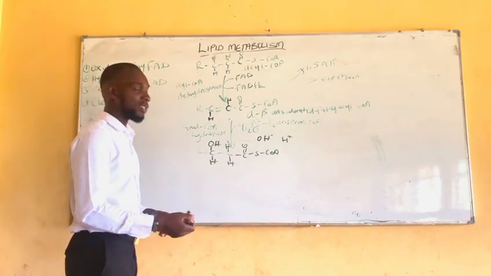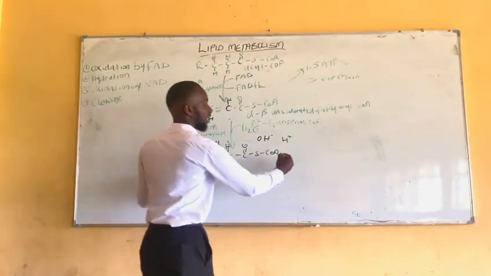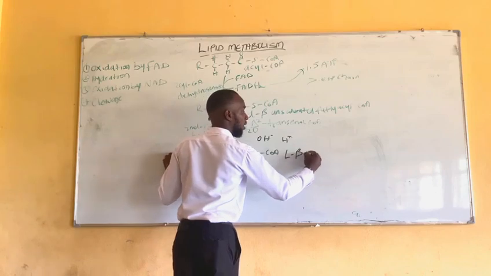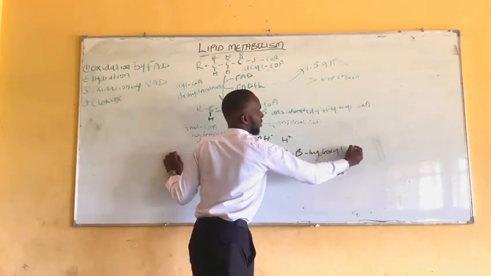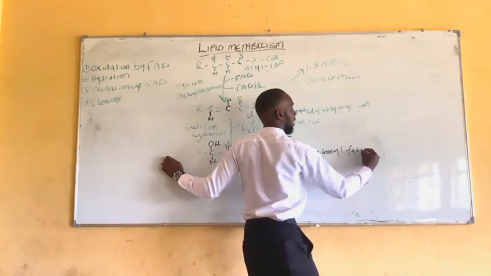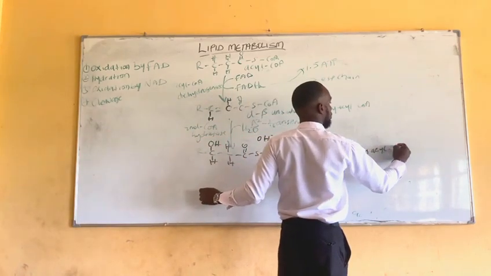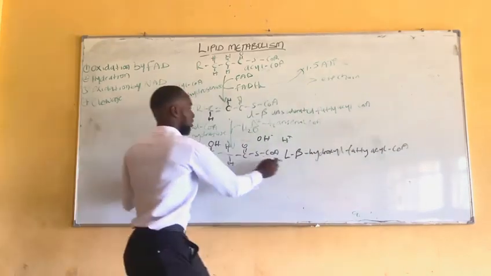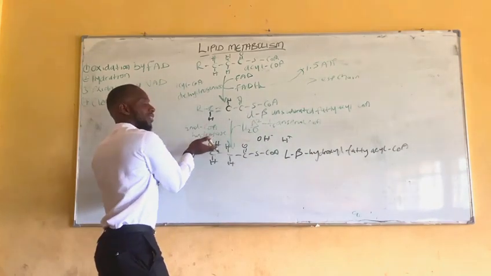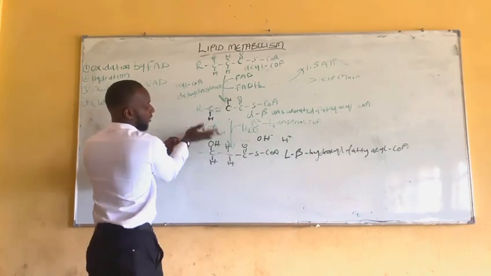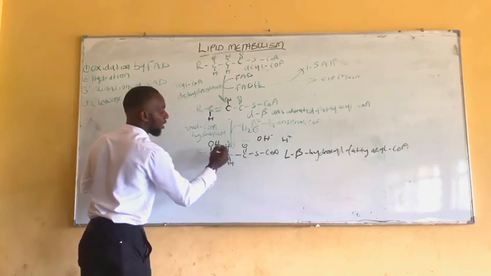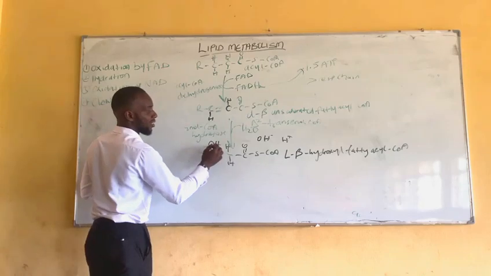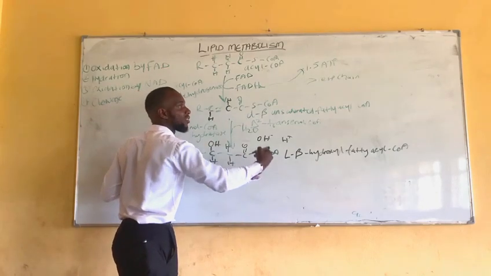Beta hydroxyl acetyl-CoA, but it is more properly described as beta hydroxyl fatty acetyl-CoA. This OH here is at the left side, at the orientation of the waves on the left side. And the beta carbon is where the OH is. That's why we call it the beta hydroxyl fatty acetyl-CoA.